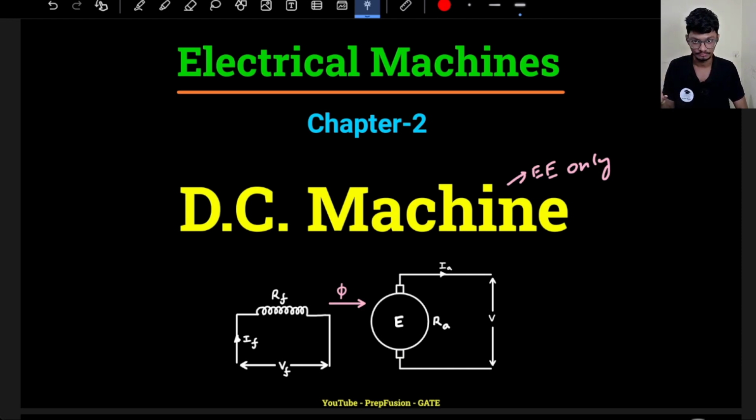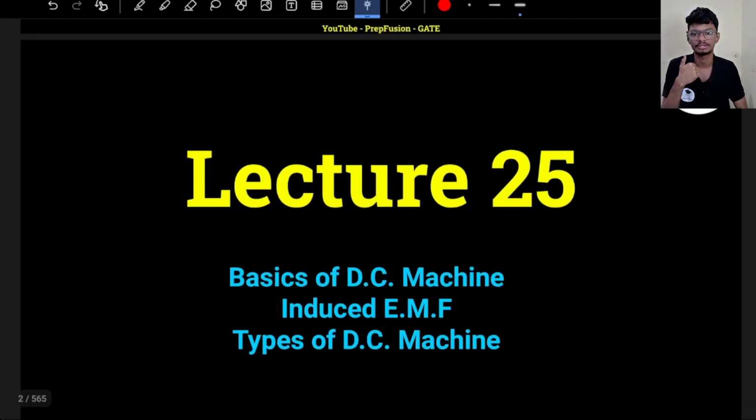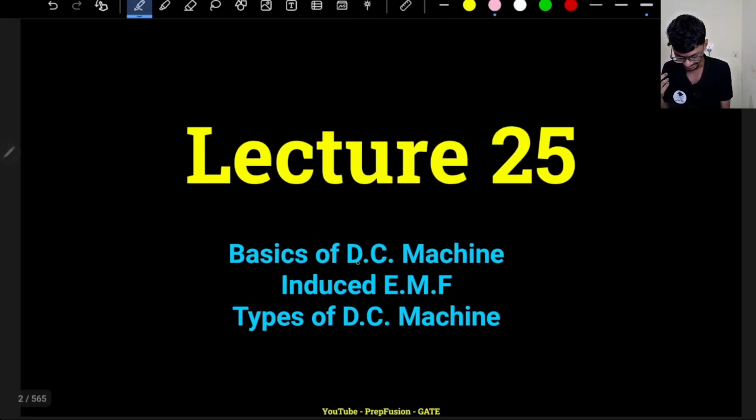So this will be the same only, but DC machines will be much easier. Why? Because it is DC, right? And you know calculations in DC are very easy because everything is constant. But remember, even though it's a DC machine, there is a bit of AC in the machine. We will discuss that.